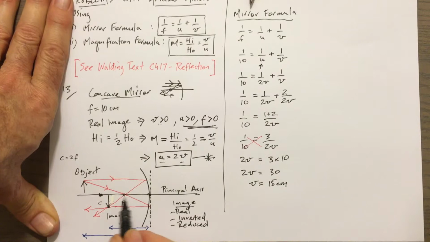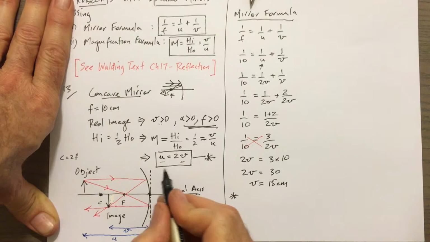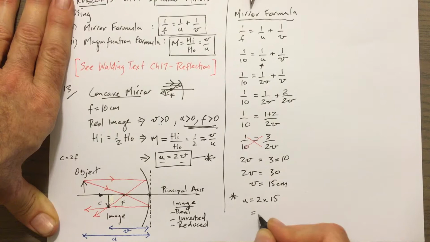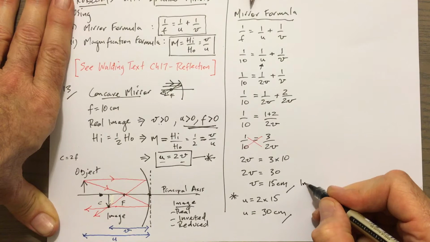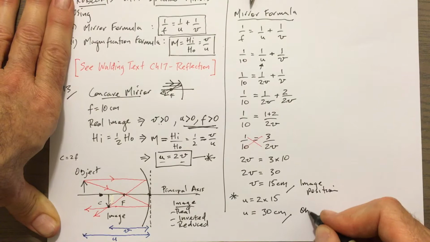And if we go back to this relationship here, we can see that U is 2 times V, so U must be 2 times 15. Therefore, U is equal to 30 centimeters. So we have the position for the image. This is the image position relative to the mirror, of course. And this one here is the object position relative to the mirror. And that's consistent with what we see and what we've said all along.